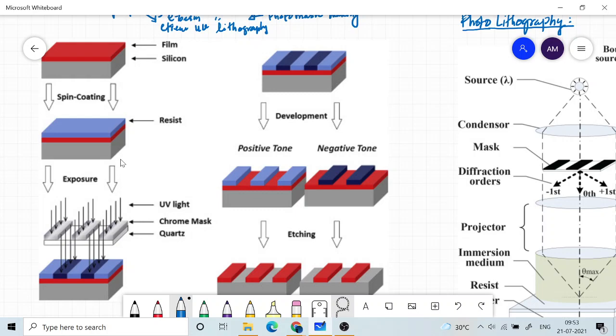So resist, I said, is a liquid, but once you raise the temperature, it will solidify, just like what happens in baking, right? When you bake a cake, you take a fluid kind of material, and then once you raise the temperature and keep it in an oven, it will become like a solid material. So that is called pre-baking, okay.